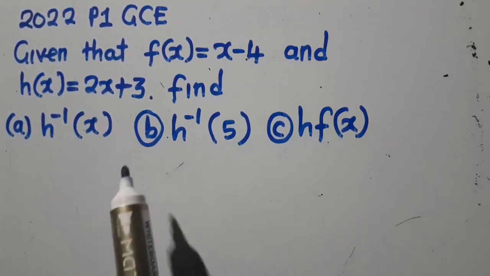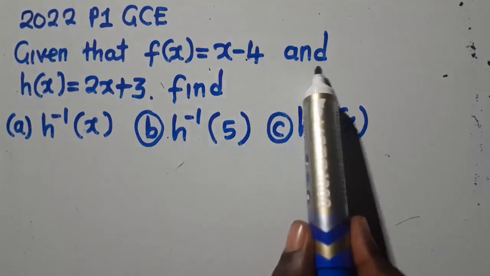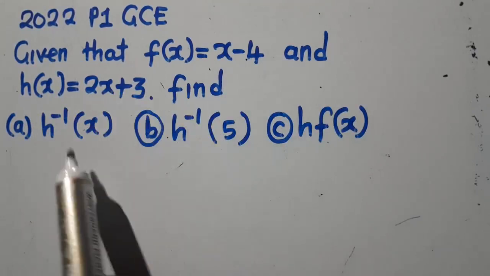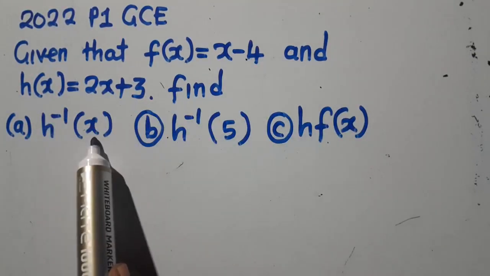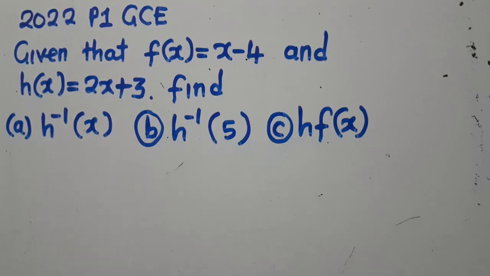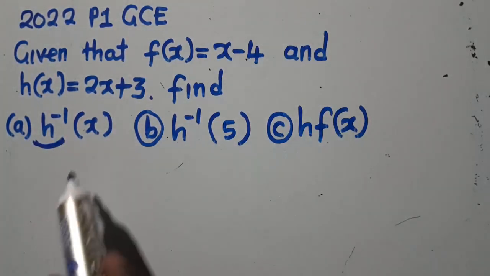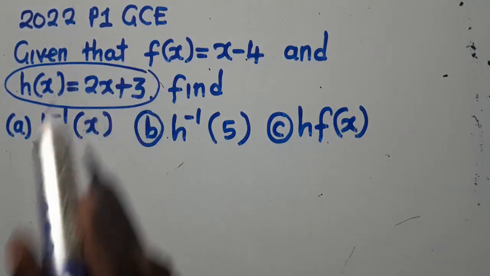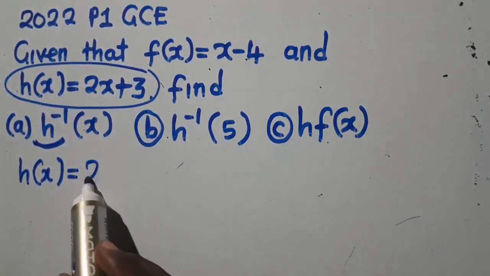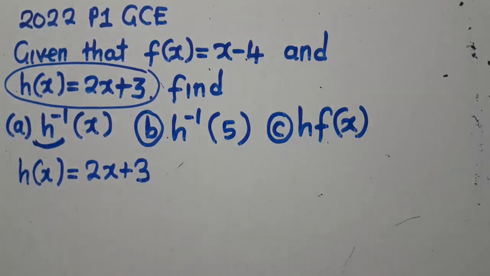The first question says, given that f of x is equal to x minus 4 and h of x is equal to 2x plus 3, find h inverse of x. How do we answer this? Where is the function h, the original function? It is just right here. So you write h of x is equal to 2x plus 3. That is the function.